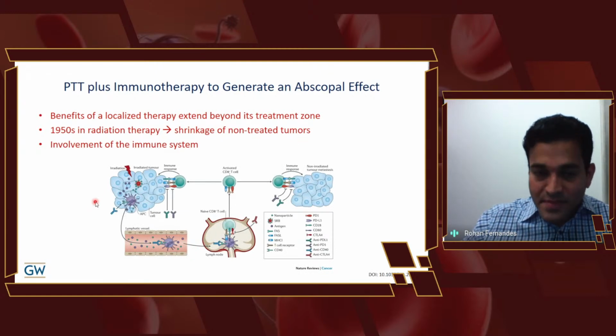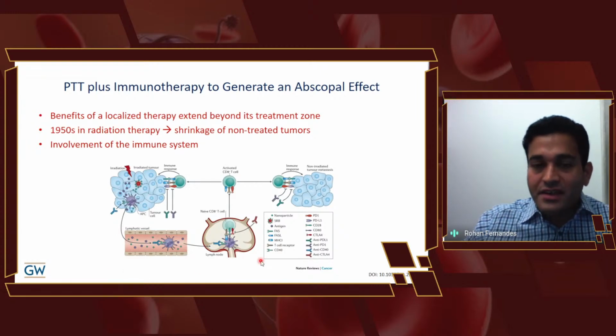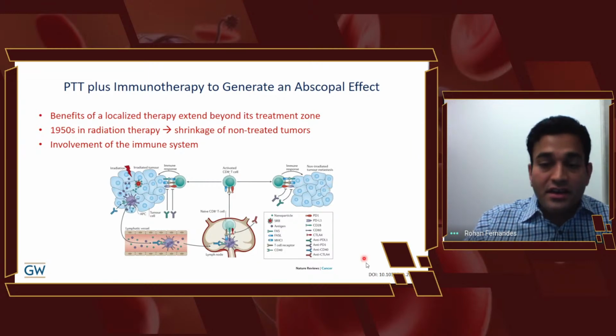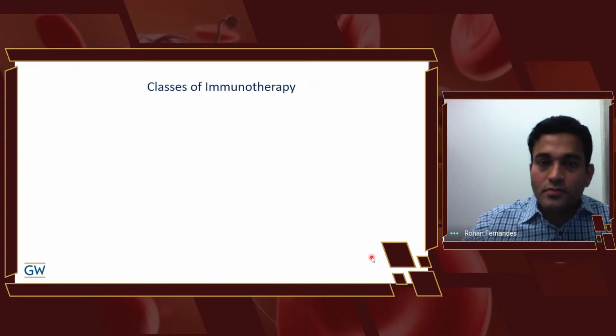So, ideally speaking, we would want our PTT to be delivered into the tumor microenvironment, and then in combination with immunotherapy, trigger a cascade of events that will generate an anti-tumor immune response that can take care of non-PTT treated tumor metastases. Good reviews are available on this subject, and I encourage you to read the most up-to-date literature on the abscopal effect.